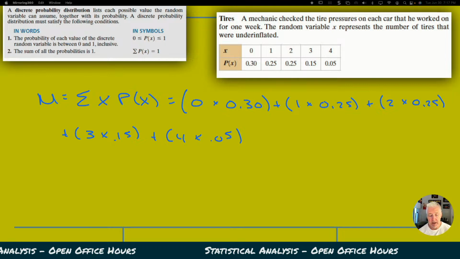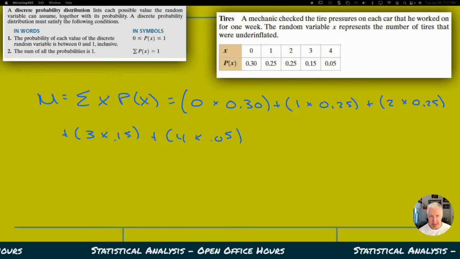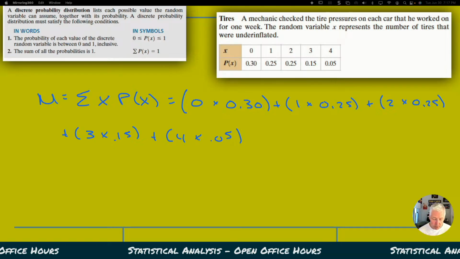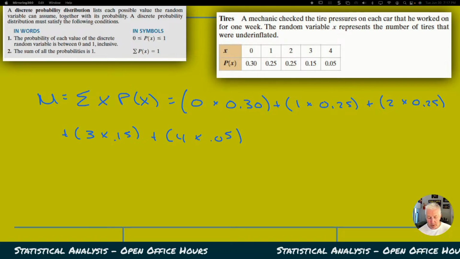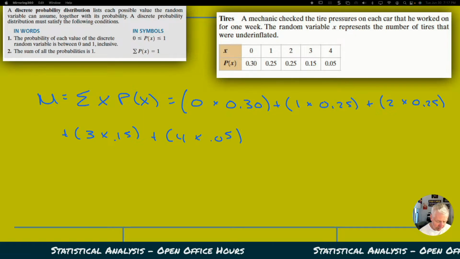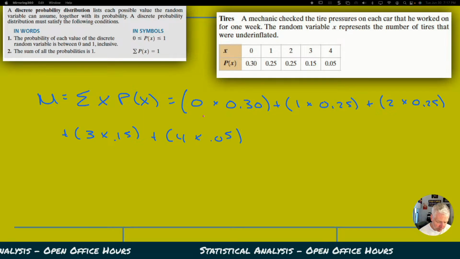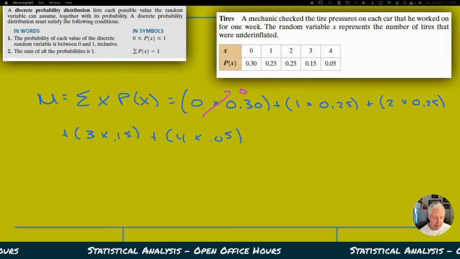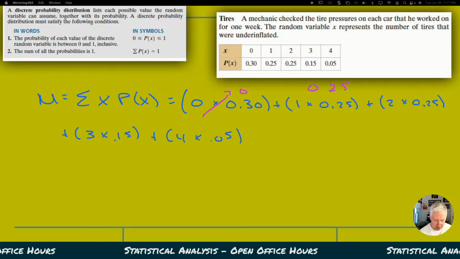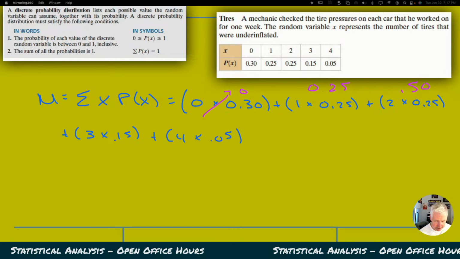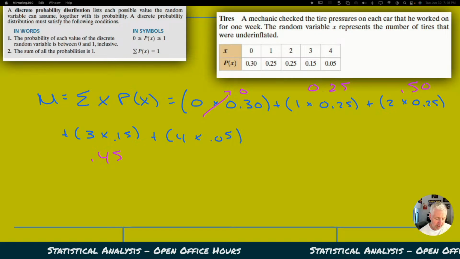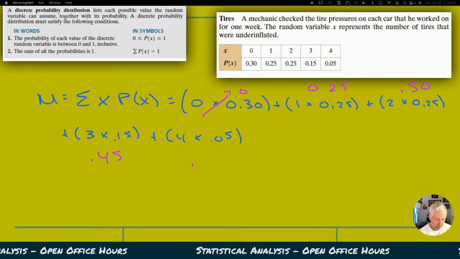That's what I'm trying to find. I find each one of those and add them up, and that's going to be my mean. I'm going to do it using the calculator, just normally: 0 times 0.30, 1 times 0.25, and see what I come up with. For my first term, this is 0, because 0 times anything is 0. This is 0.25. 2 times a quarter is 50 cents. 3 times 0.15 is 0.45. And 4 nickels is 0.20.